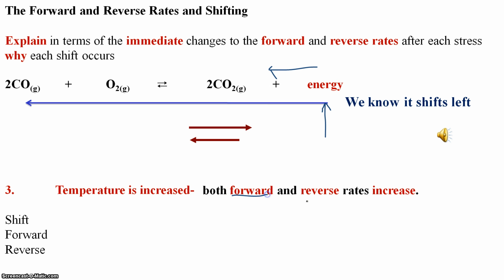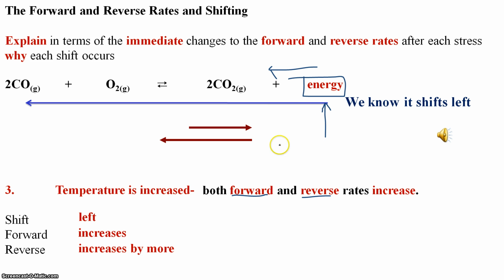Now both forward and reverse rates increase because we have extra energy in the system. We've increased the temperature, so naturally the rates are just going to be faster. And because equilibrium is pushing it to the left, our reverse rate, the one that's going left, is going to increase more. Hopefully that is good enough review for you guys.